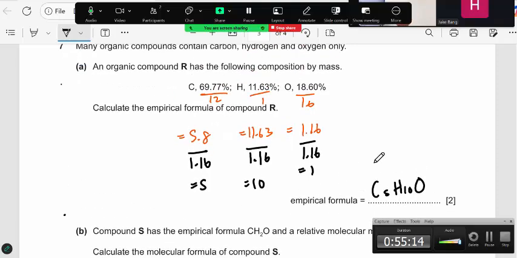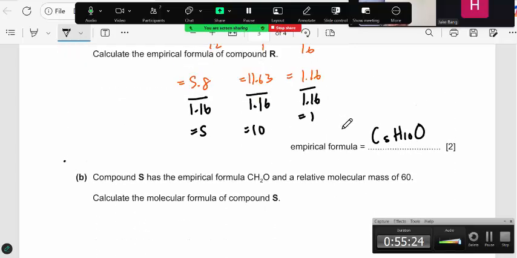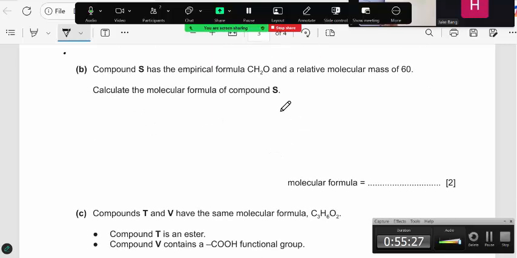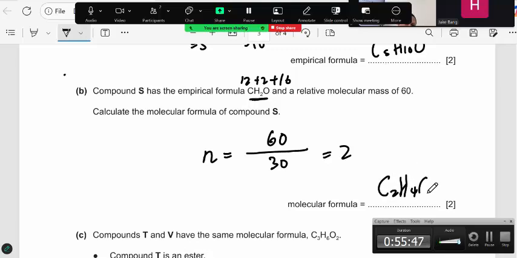Hey, empirical formula also forgot how to do. What did you do instead? Okay. Compound S has the empirical formula, and relative molecular mass. How you calculate is you find n. You take 60 over this total. CH2O is how much? 30. So it's C2H4O2. Get it? Did you get this correct?